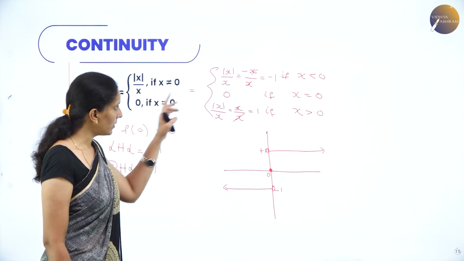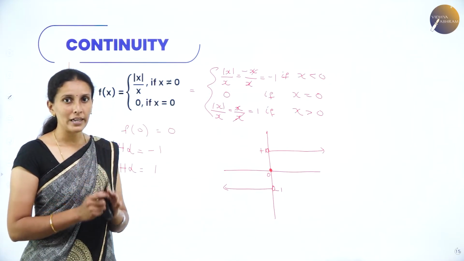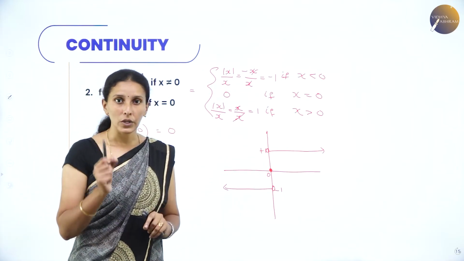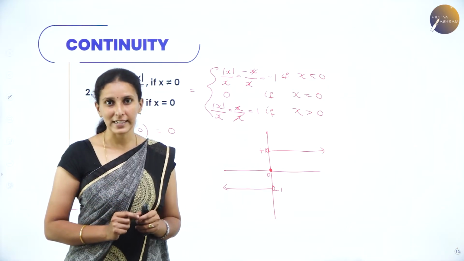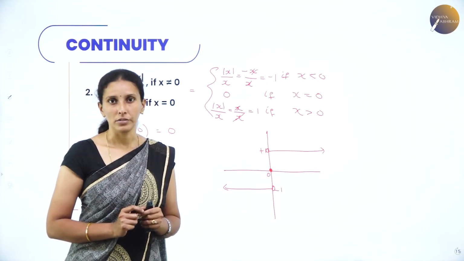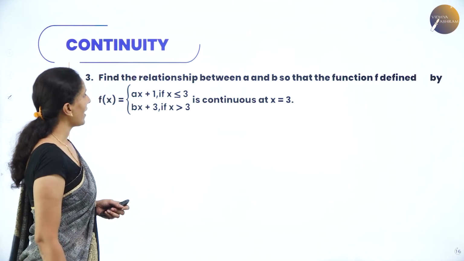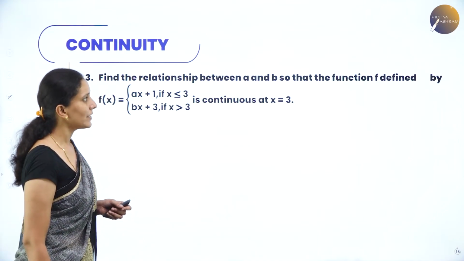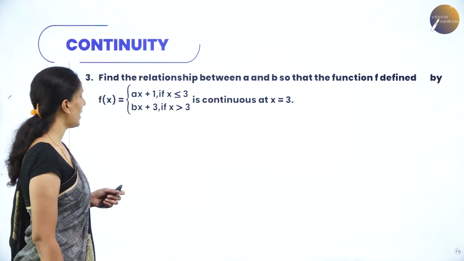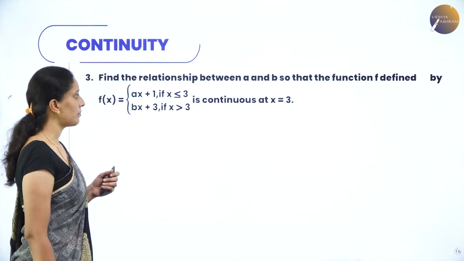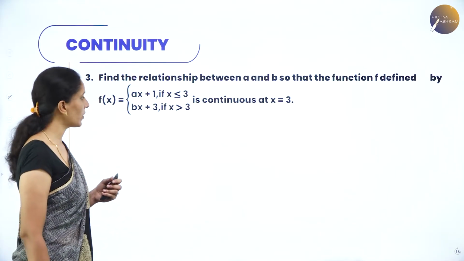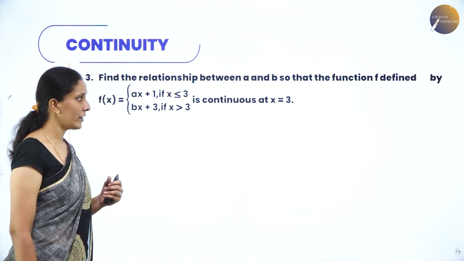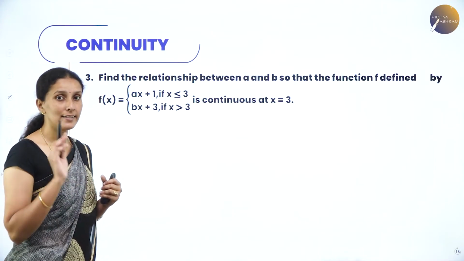So clearly from this definition and graph, you can say x is equal to 0 is the only point of discontinuity for the given function. Next question we have here. Find the relationship between a and b so that the function f defined by f of x is equal to ax plus 1 if x is less than or equal to 3, and bx plus 3 if x is greater than 3, is continuous at x is equal to 3.